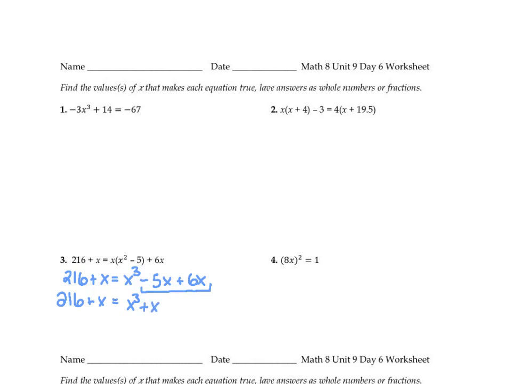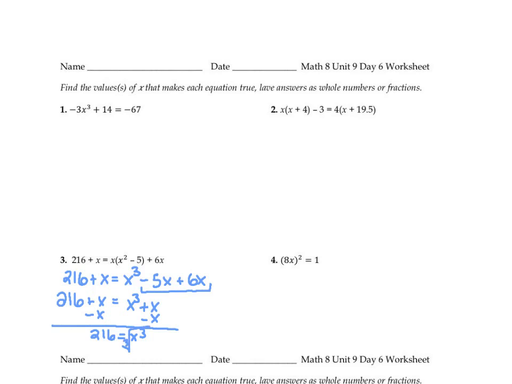Now I can combine like terms on opposite sides of the equal sign. Subtracting x from both sides leaves me with 216 equals x to the third. Now I can take the cube root of 216, and that's going to give me 6.